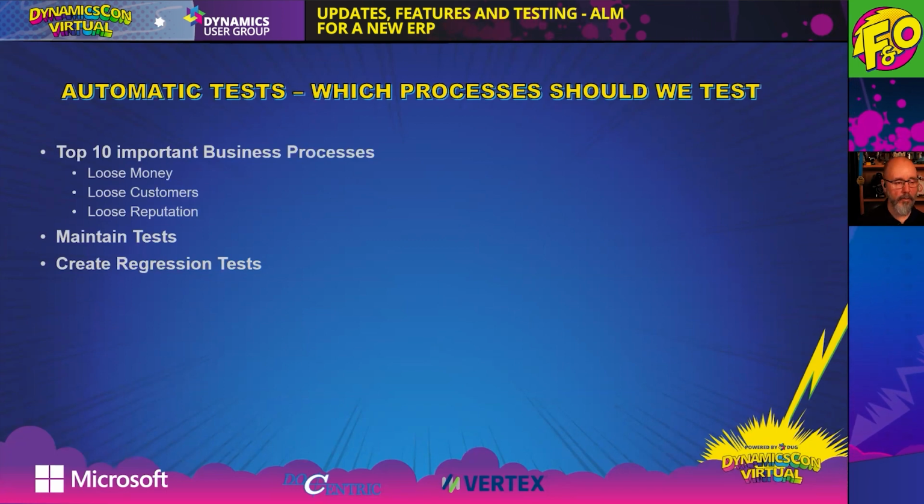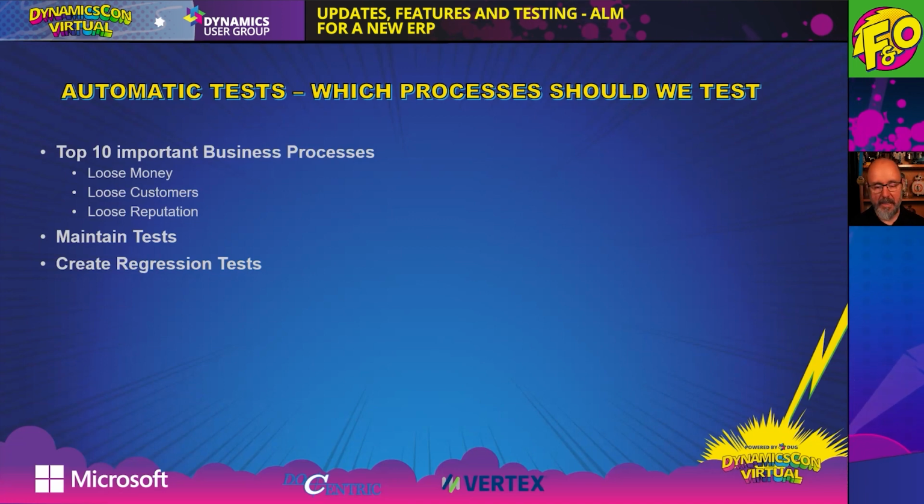So I mentioned before, you need to scope your tests. You need to prioritize, especially when you build automatic tests, you need to prioritize where you put in the effort. I think that you should rate your business processes, and you should figure out, where do I lose money, customers, or reputation? Those are the highest priority. There are business processes that are not as important or as urgent. They are important but not urgent.